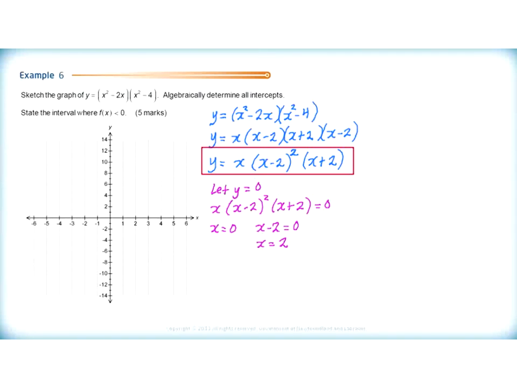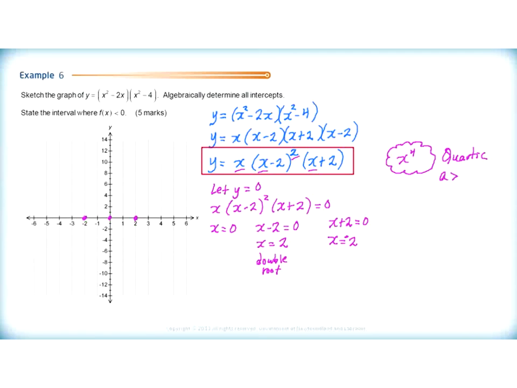Because it has a multiplicity of 2, we know that that will be a double root, and the graph will be tangent at x equals 2. And then the other single root occurs when x plus 2 equals 0, at x equals negative 2. So these are the three roots of this polynomial function. However, when you look at the coefficients that are multiplied, you have x times x squared times x. So that tells me that we're dealing with x to the power of 4, which is a quartic polynomial.